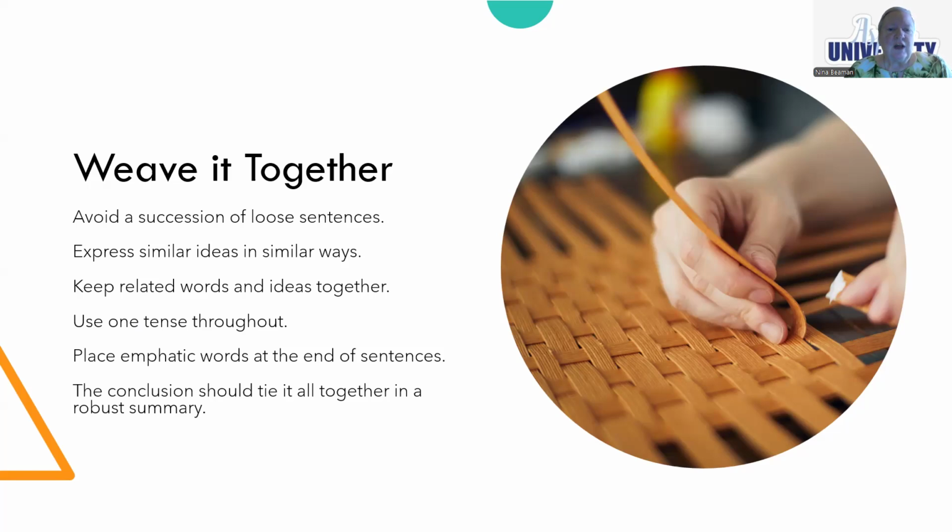A conclusion should tie it all together in a robust summary, but it should only be your ideas. It should not be sharing other people's ideas. There should never be a citation in a conclusion, because that's not your ideas. There should be a summary in the conclusion of your own ideas.